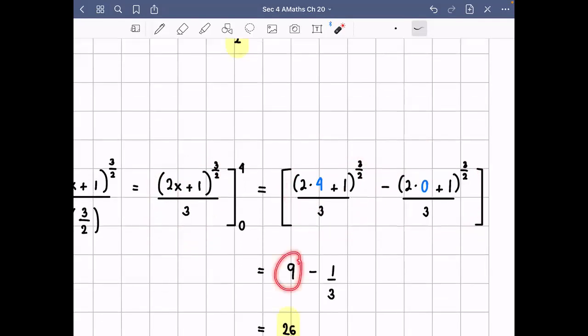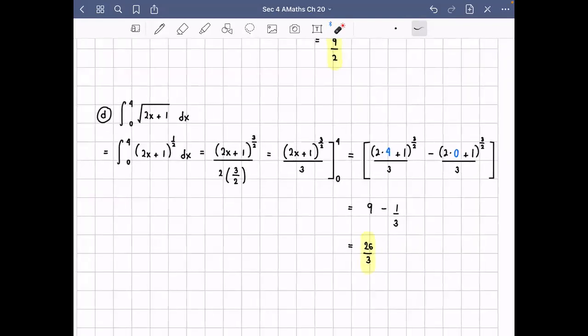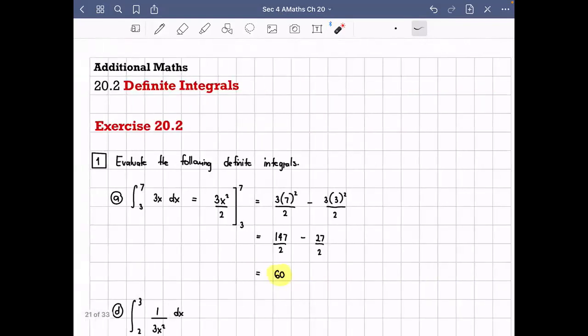And then answering this, you'll get 1/3. You can just use your calculator for this. So therefore your answer is 26 over 3 for this kind of question. So that's letter D.